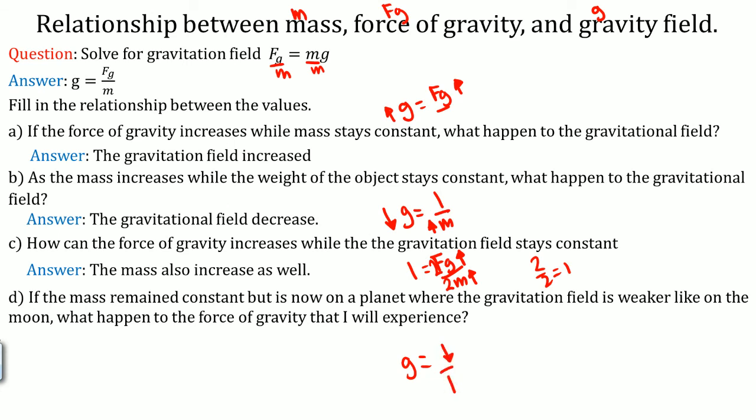What will be the gravitational field I feel? I'm sorry. So the gravitational field goes down, so the g goes down. What happens to the force of gravity? Well, if this goes down, this also has to go down because it has a direct relationship. So I will feel a weaker force of gravity. So Fg goes down. All right?